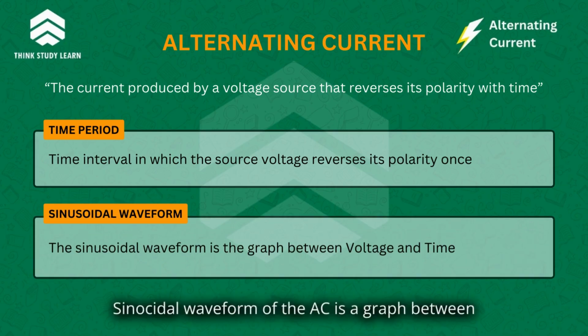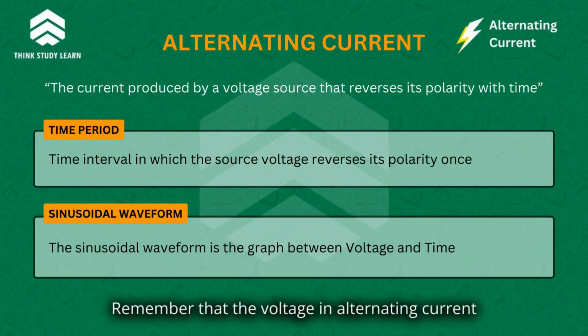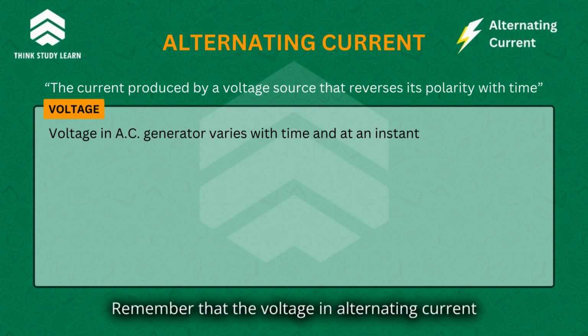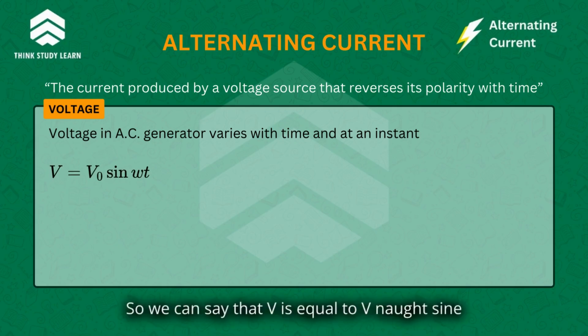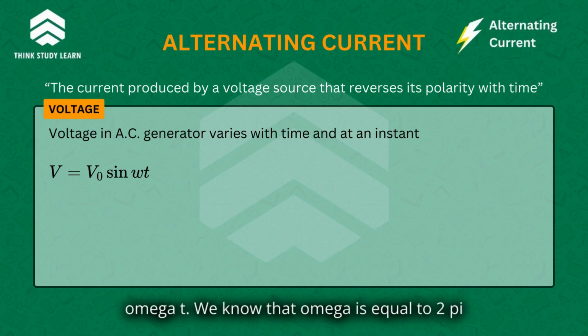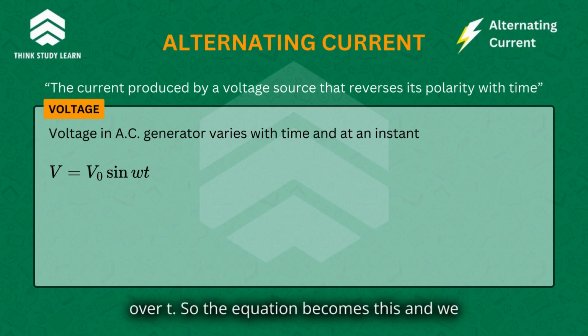The sinusoidal waveform of the AC is a graph between voltage and time. Remember that the voltage in an alternating current generator varies with time, and at an instant we can say that V is equal to V naught sine omega t. We know that omega is equal to 2 pi over T. So the equation becomes this.